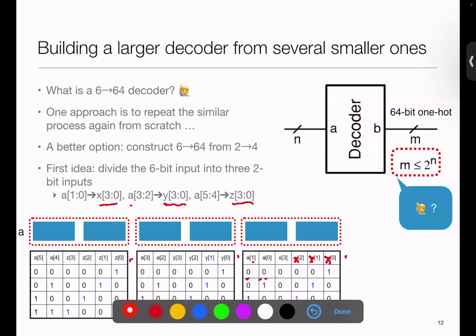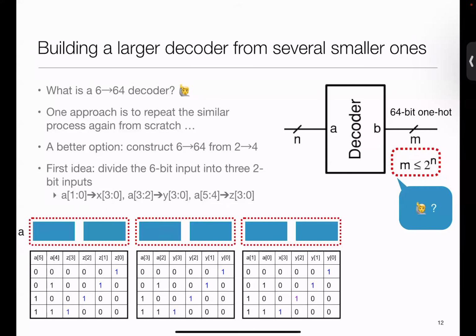So the 4 bits of X would look like 0, 0, 0, 1, and so on and so forth. The middle group leads to 4 Y bits, and the leftmost group leads to 4 Z bits. So after this initial stage, the 6 bits of A are now 3 groups of 4, so a total of 12 bits. Okay, no cigar still, right? Because what we are interested in is getting to row 64. But let's see how we can pull that off.